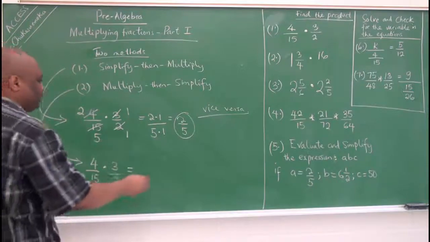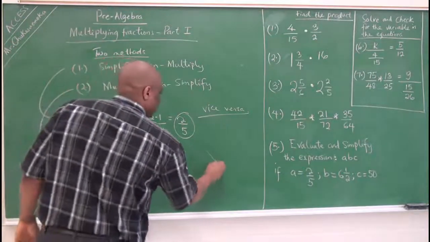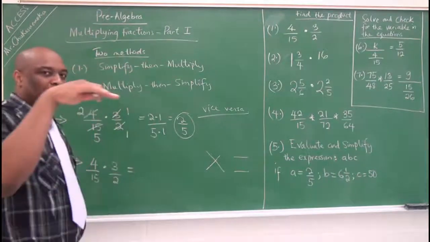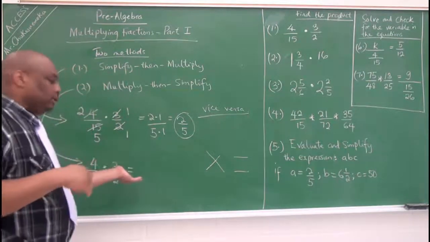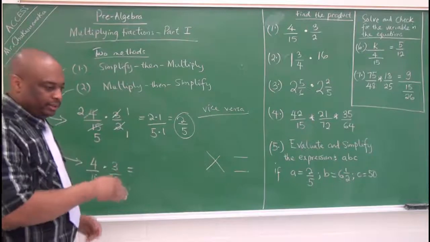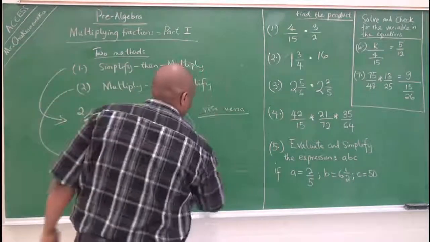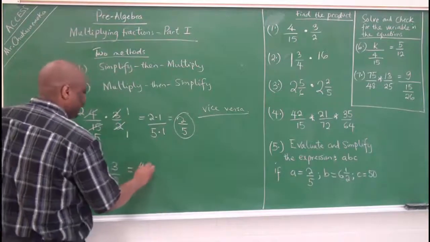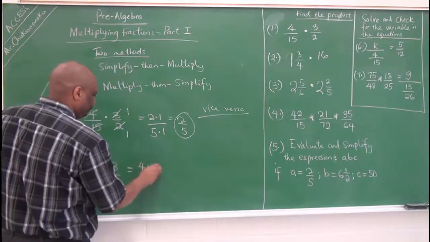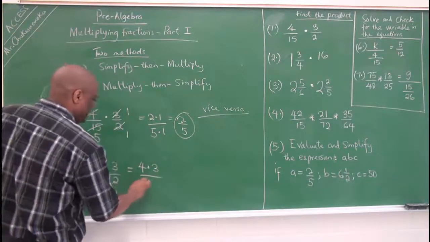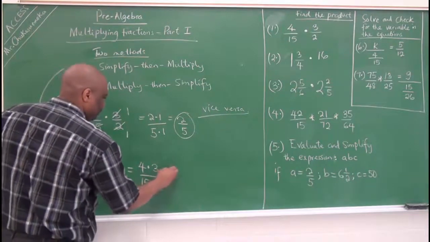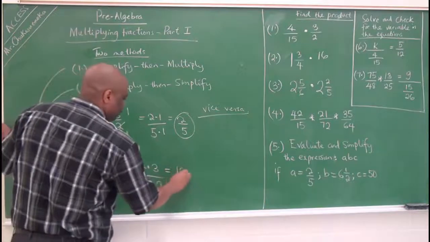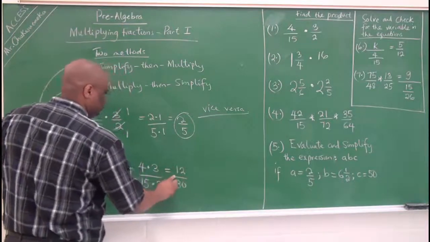You know, this is across. This is across. And then this is along. Okay, you multiply along. Don't multiply across. So just take note of that. So this is now 4 times 3 all over 15 times 2, and that will be 12 all over 30.